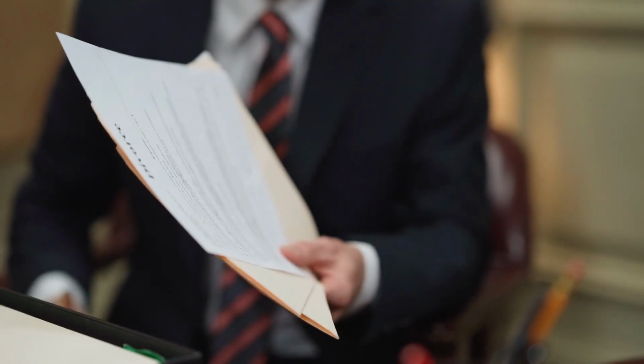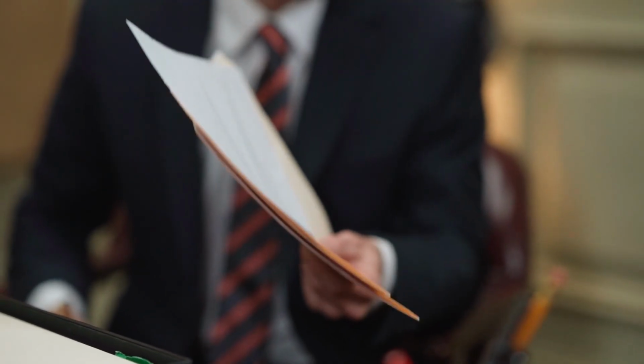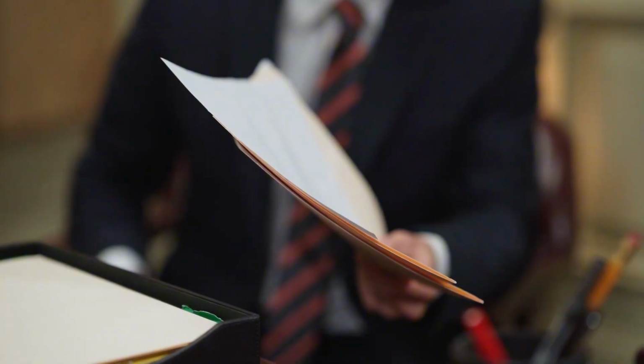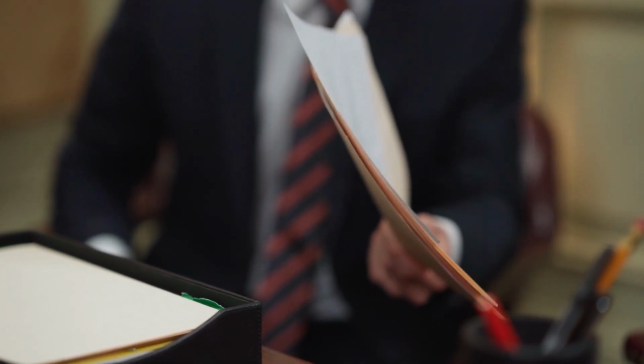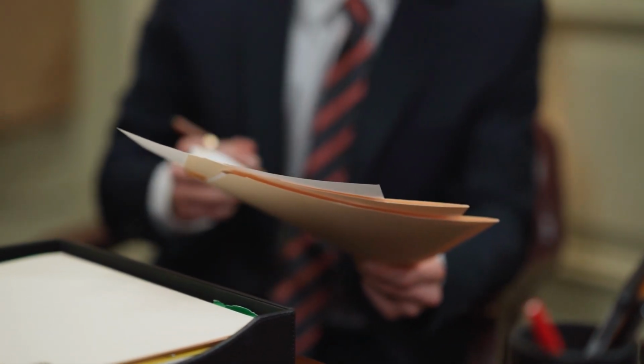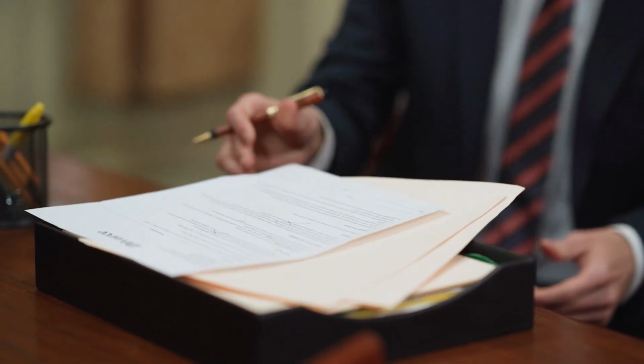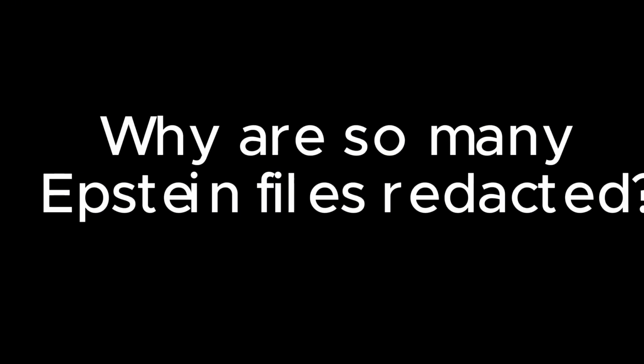Millions of Epstein-related documents have now been released, but when people open them, they notice something immediately. Large sections were blacked out, entire paragraphs removed, names hidden, details missing. So the real question is, why are so many Epstein files redacted? And what does that actually mean?